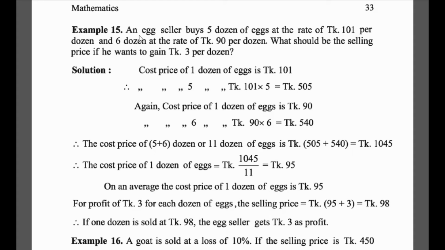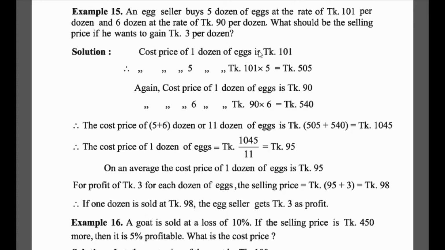Example number 15. An egg seller buys 5 dozens of eggs at the rate of taka 101 per dozen, that is 12, and 6 dozen at the rate of taka 90 per dozen. What should be the selling price if he wants to gain taka 3 per dozen? I hope you all understand the question. Let's look at the solution.